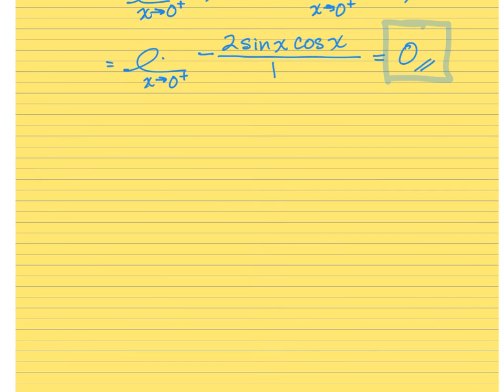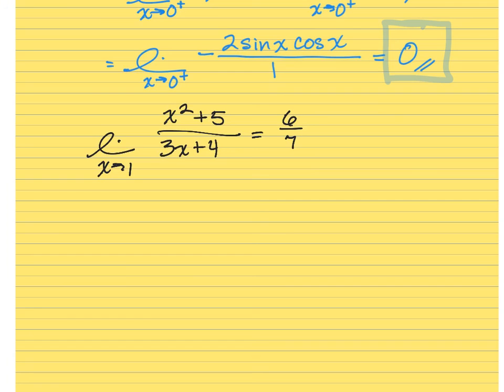Now, it's important to remember we just can't use L'Hopital's whenever we want. So for instance, if I have this right here, the limit as x goes to 1 of x squared plus 5 over 3x plus 4, I can just plug the 1 in, right? So the 1 gives me a 6 over 7. So the limit would be 6/7. If I mistakenly tried to apply L'Hopital's, I would take the derivative, 2x over 3, and now evaluate the limit. Oh, it's 2/3. You see that that does not work.